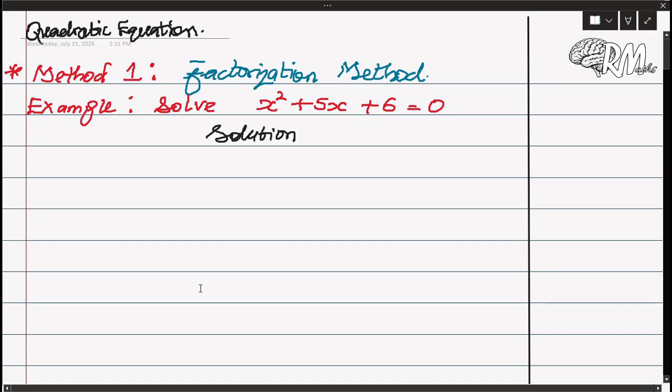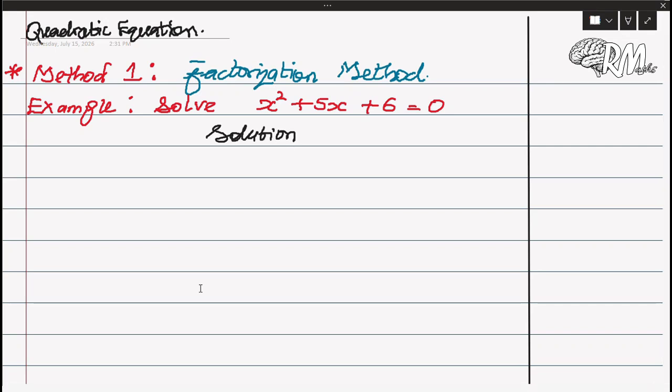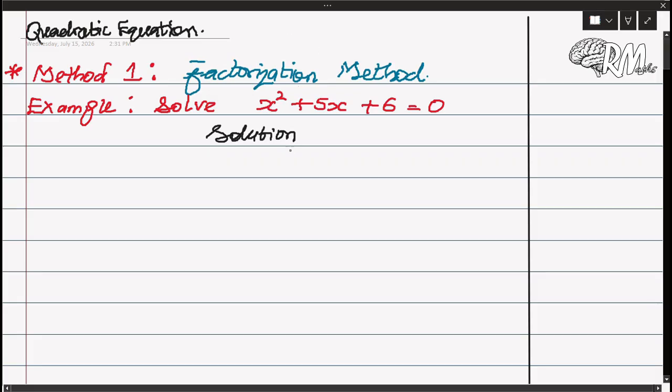So method 1, the factorization method. This is known to be the easiest and the fastest way in solving quadratic equation. Let's see this example, which says solve x squared plus 5x plus 6 equals 0. Now let's see how we're going to solve this question. Solution. We are going to be solving this question using just 2 steps.